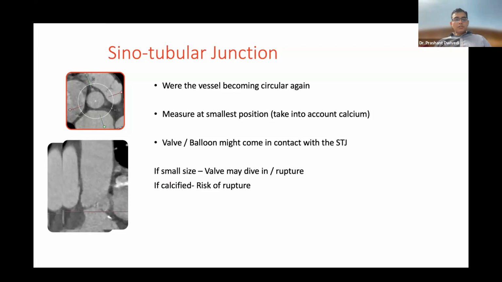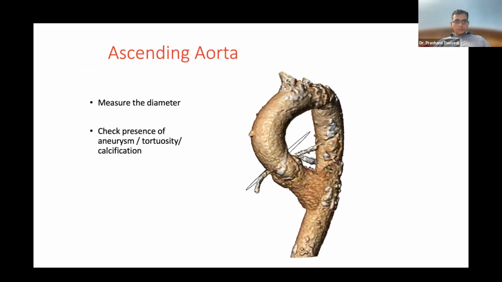Then we also need to assess whether the STJ is smaller or larger, because if the STJ is smaller compared to the annulus, then there are chances that the valve may go deep towards the LV, because the STJ size is small, so it might push the valve towards the left ventricle. So that's why we need to understand the size of the sinus of Valsalva, STJ, and also the ascending aorta.